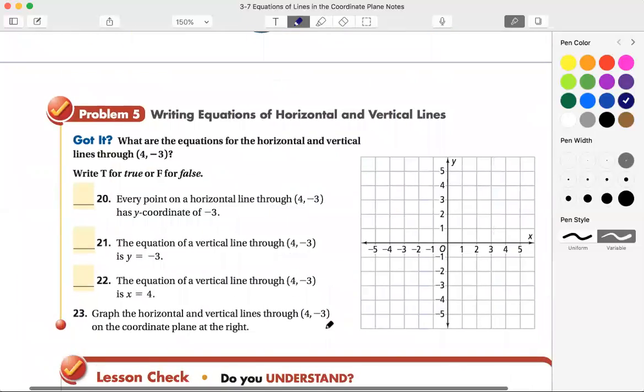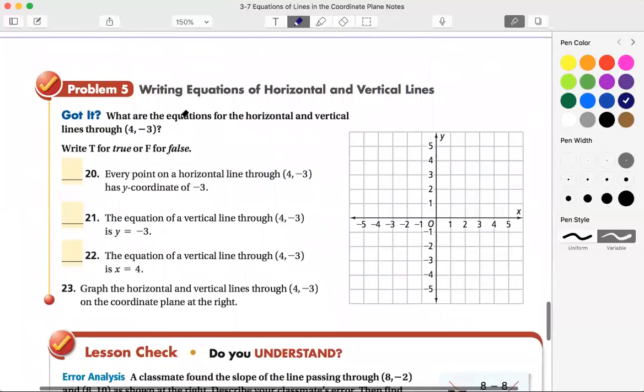Okay, so horizontal and vertical lines. What are the equations of the horizontal and vertical lines for the point (4, -3)? Okay, so the point: over 4, down 3 is right here, (4, -3). All right, every point on a horizontal line through (4, -3), here's a horizontal line, has the y coordinate of -3. The equation y equals 3. Is that true? No, y equals -3. That is true. The equation of the vertical line through this point is y equals -3. That's false. The equation of the vertical line through this is x equals 4.